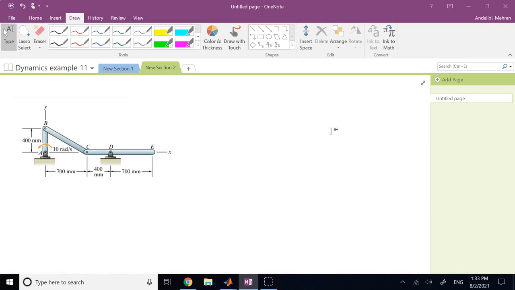So this is my mechanism. Omega AB is 10 radians per second constant, counterclockwise, which means my alpha AB is 0.